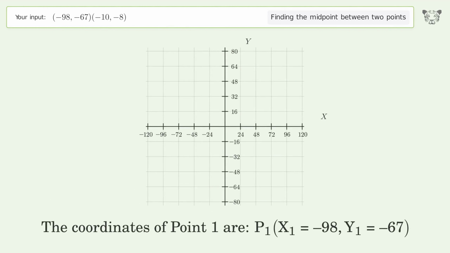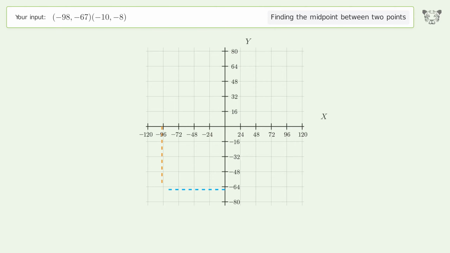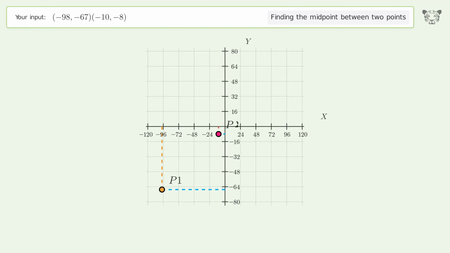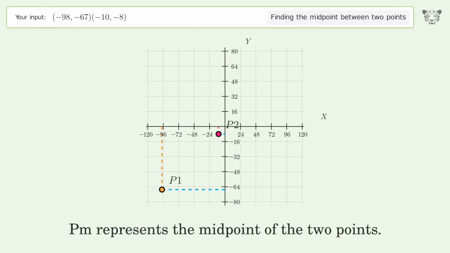The coordinates of point 1 are, x1 equals -98, y1 equals -67. The coordinates of point 2 are, x2 equals -10, y2 equals -8. PM represents the midpoint of the 2 points.